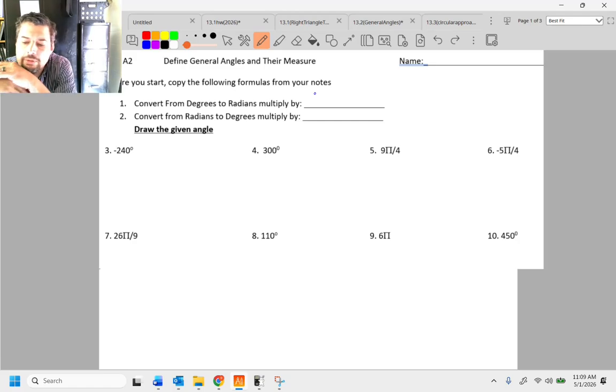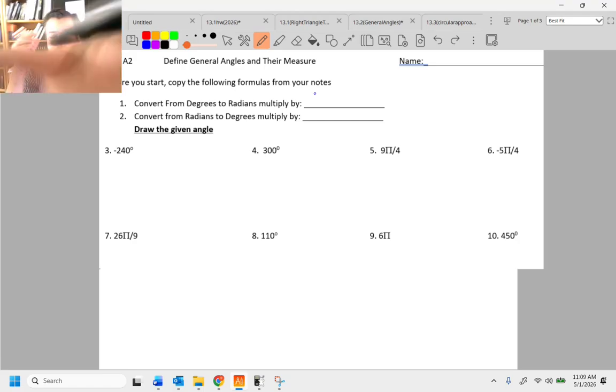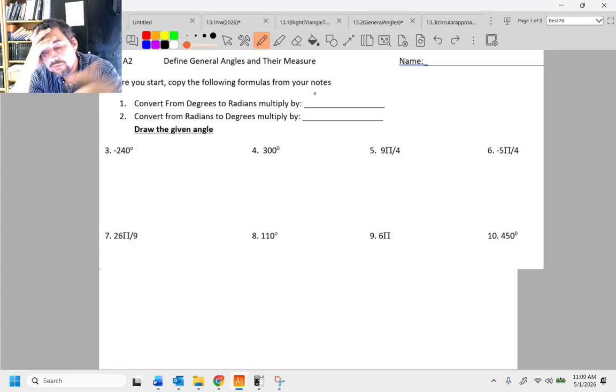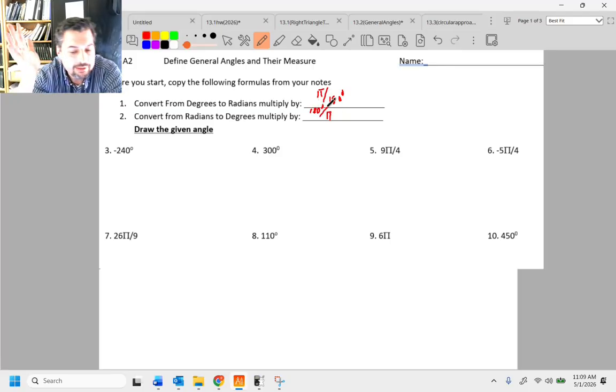All right, we got the homework 13.2, the first two, which kids will just leave blank for no good reason. To convert from degrees to a radian, you need to multiply by pi over 180 degrees because you're making it a pi rad. And vice versa, radians to degrees, you want the radian to disappear, so you divide by a pi radian. Drawing the given angles shouldn't be hard.